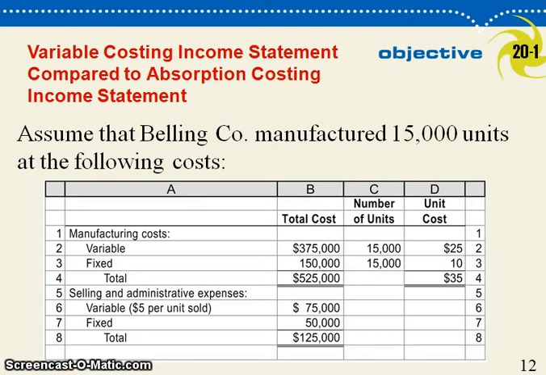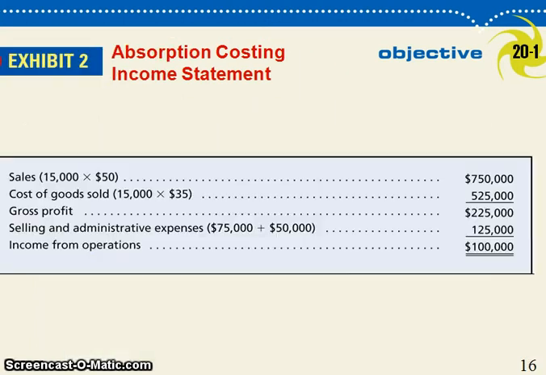So let's look at an example to see how this works. So here we have this company, Belling Company, that manufactures 15,000 units of whatever it is that we're making at the following costs. You've got manufacturing costs, you've got variable and fixed manufacturing costs, and you also have selling and administrative expenses. You have both variable and fixed selling and administrative expenses. Okay, and here's where you have making 15,000 units and the cost per unit. You've got $25 of variable costs and $10 fixed costs. The whole product itself is costing you $35 if you're using absorption-based costing. So this is typically what you're used to seeing.